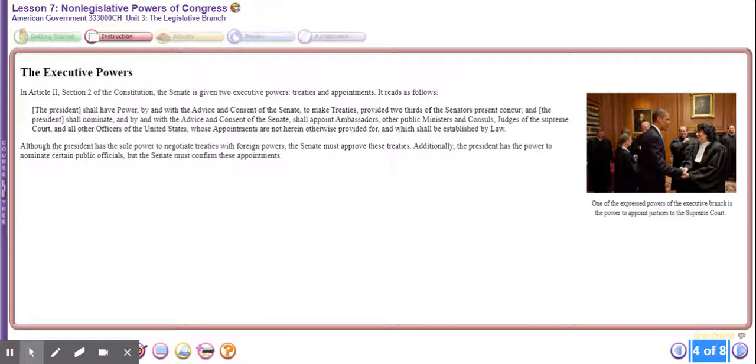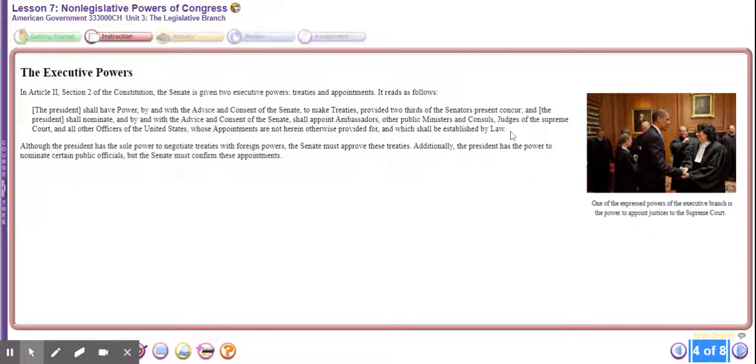Okay, there are other roles of Congress. Let's look at Article 2, Section 2 of the Constitution. The Senate is given two executive powers, treaties, and appointments. The President shall have the power, and with the advice and consent of the Senate, to make treaties, provided 2/3 of the senators present concur. And the President shall nominate, and by and with the advice and consent of the Senate shall appoint ambassadors, other public ministers and consuls, judges of the Supreme Court, and all other officers of the United States, whose appointments are not herein otherwise provided for, and which shall be established by law.